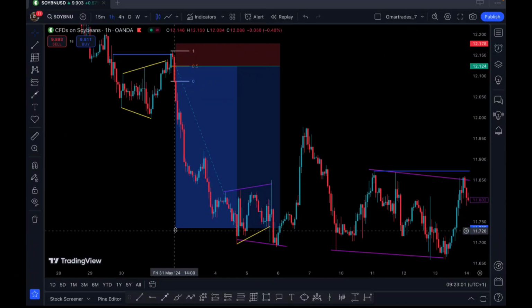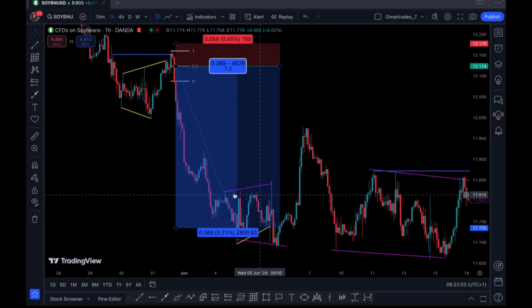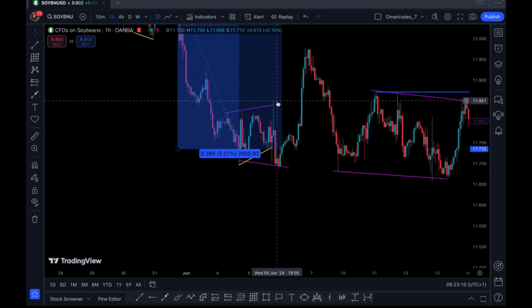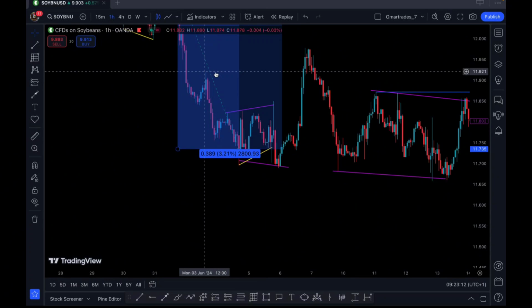But if you want to be a little bit lenient, because look, 1 2 3, it dropped, this pattern now has completed. If price is now coming to the upside, it should definitely be coming to this hook point right here.